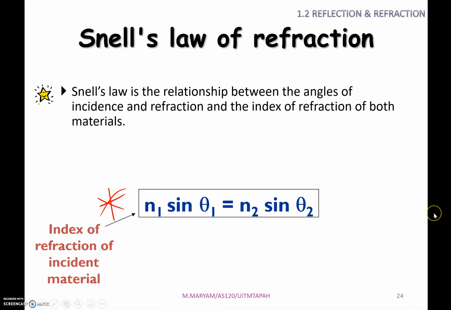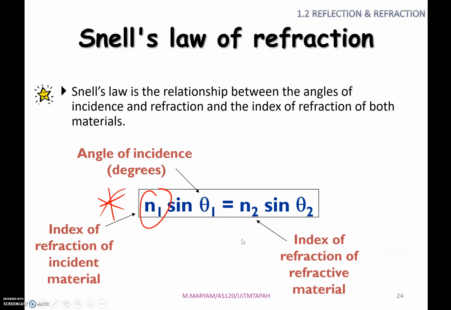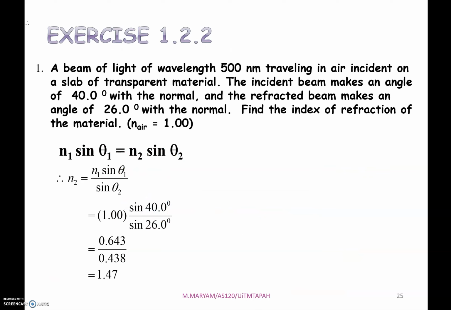So n1 will be your index of refraction of the incident material, the first index of refraction, where your first light ray hits, and then your theta 1 will be your angle of incidence. n2 is your index of refraction of the refractive material, or your second medium. Theta 2 will be the angle of refraction.